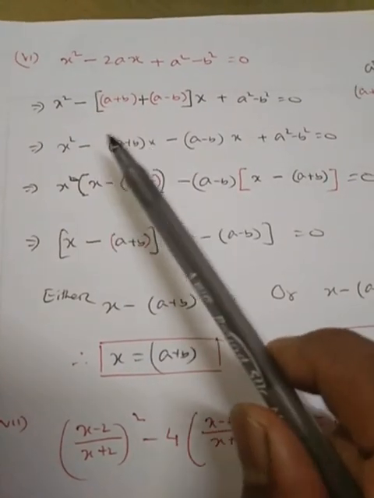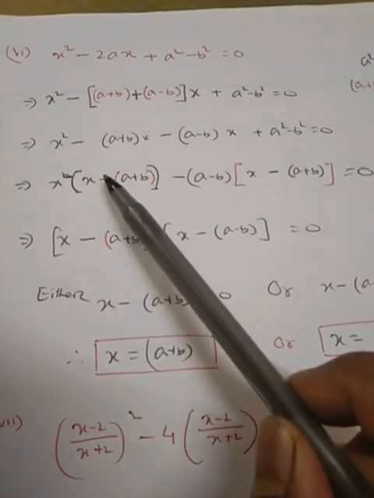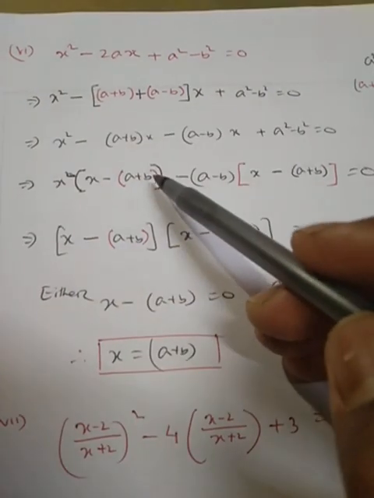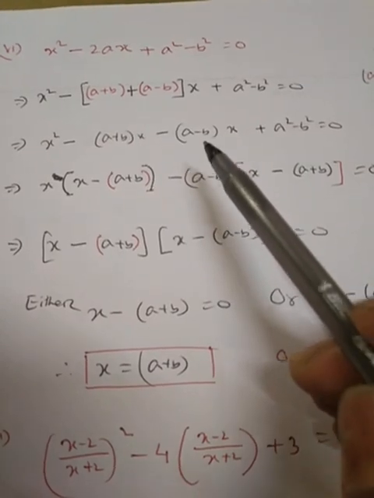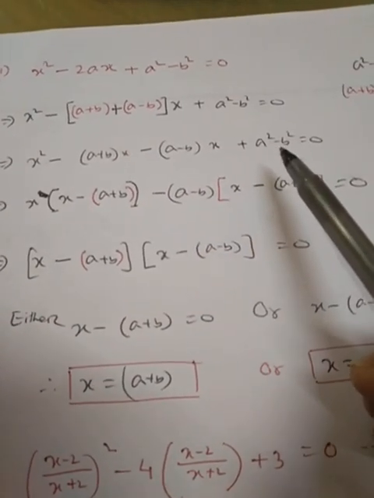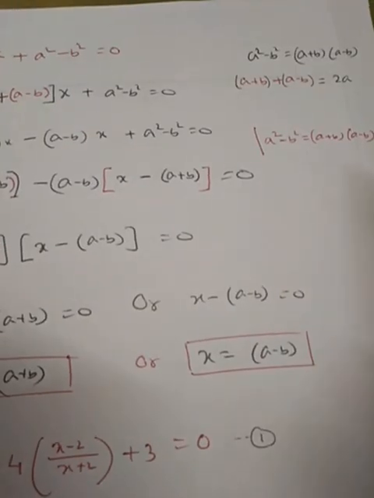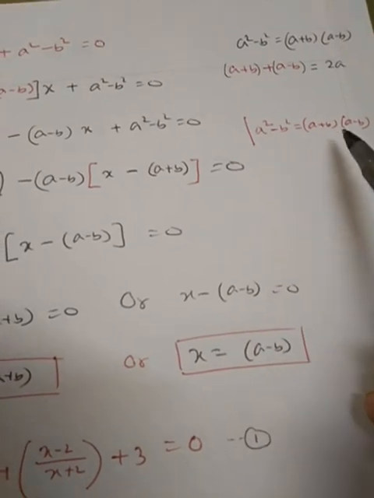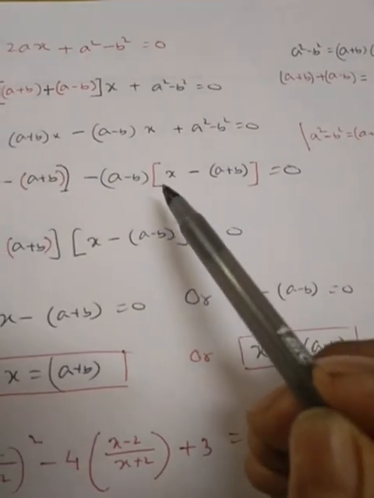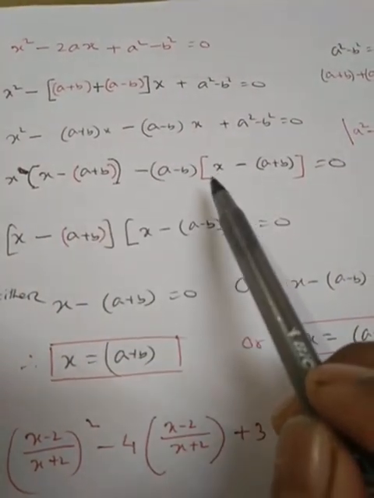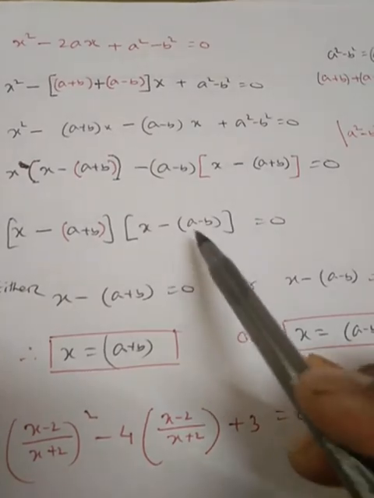Now from these two terms we can take x common, then 1x will be left inside, minus a plus b will be left. From the second part we can take a minus b outside, as a square minus b square is a plus b into a minus b, we can see here. So if we take a minus b outside, a plus b will be left inside. So next step, x minus a plus b, these two terms we will take outside. Here x minus a minus b will be left inside.